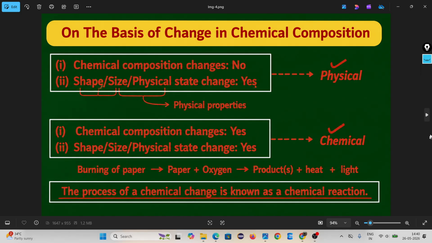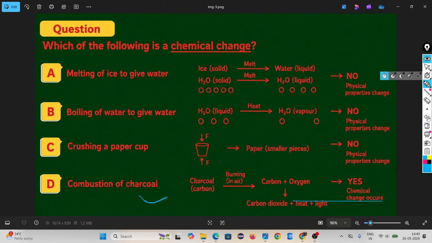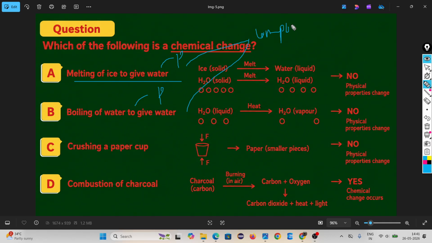Then we learn some examples. Melting of ice is an example of a physical change. Boiling of water is also a physical change. Why? Because there is no change in composition. Composition means water is formed by hydrogen and oxygen. Look, in ice also hydrogen and oxygen, in water also hydrogen and oxygen. Same composition, only a change in state. And you know the change of state, color, size comes under physical changes.